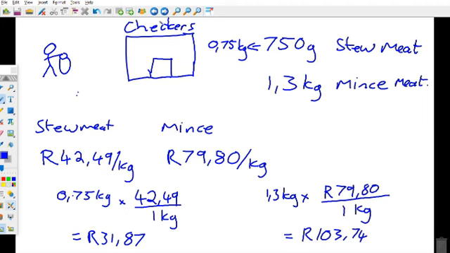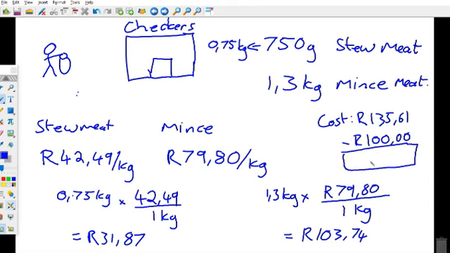So altogether, it's going to cost you 135 and 61 cents. Now, if you only have 100, how much are you short? So 35 Rand and 61 cents. Okay, so do you see how ratios can be used in real life applications?